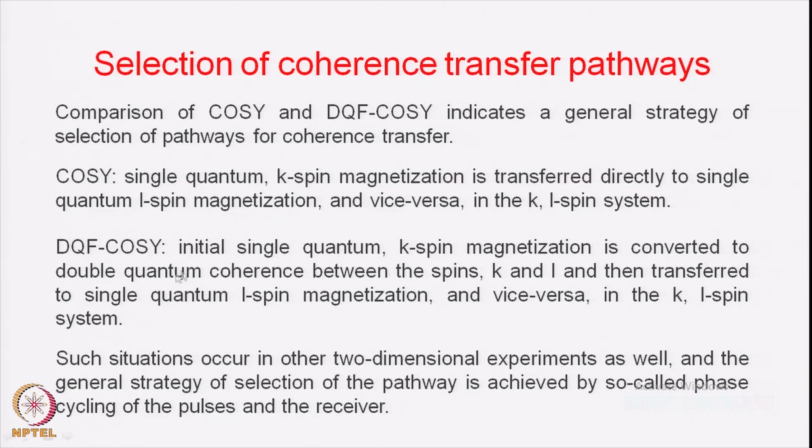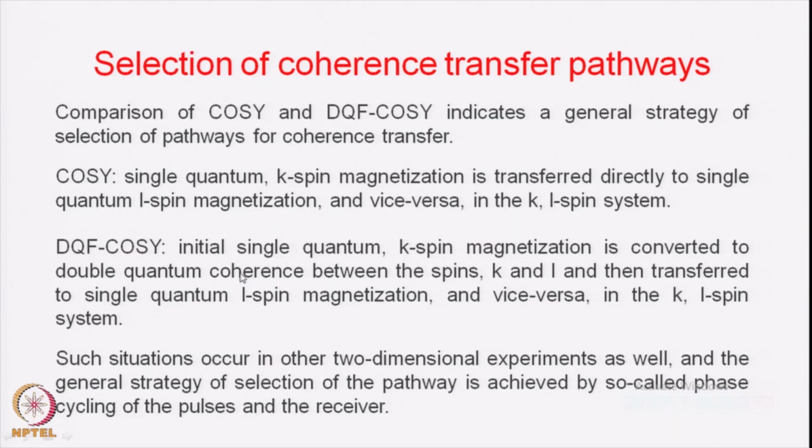To circumvent this problem, we developed this double quantum filtered COSY, and here the pulse sequence is slightly modified. Instead of the 2 pulse experiment, this becomes a 3 pulse experiment. We start with initial single quantum K spin magnetization as before, and this is now converted into double quantum coherence. It is not that the double quantum coherence is not created in the COSY, it is created after the first 2 pulses, but we actually ignored that one, saying that is not observable and we do not need to consider that. Here we actually want to select that. We do not want to select the single quantum coherence as was selected there.